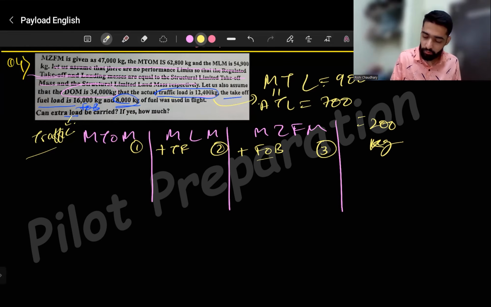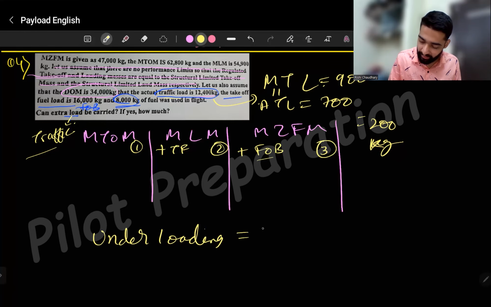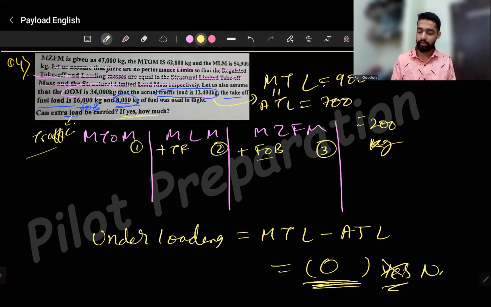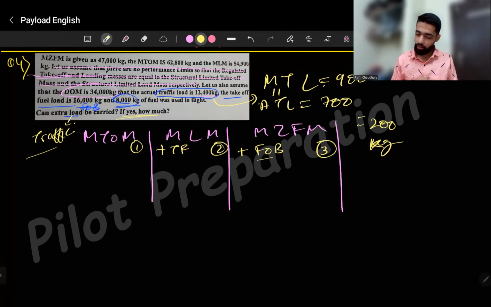So what I will do, I will say underloading is when maximum traffic load minus actual traffic load is equal to some value, isn't it? I need to find out this value, and this value will be my answer to yes or no. If there is some value, then I will say yes, we can carry a little more load, correct? If this comes out to be 0, then I will say no, we cannot carry any more load, correct? So let's solve the question.